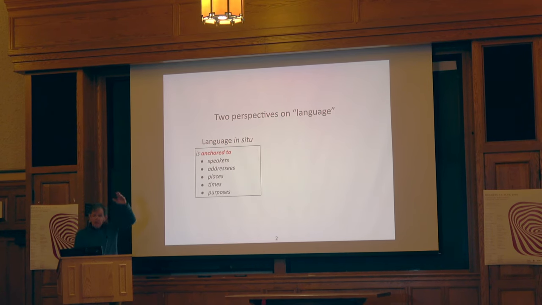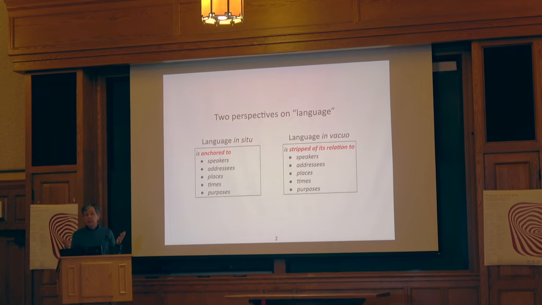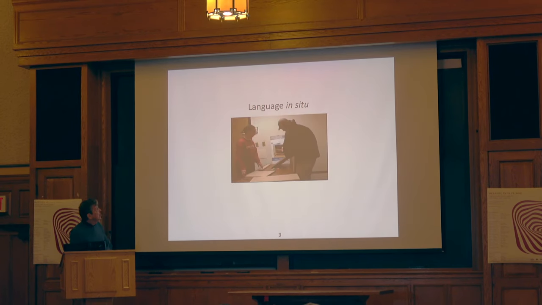Language in situ is language that's immediately anchored to things in your environment, whereas language in vacuo is what we take to be the stuff of most linguistic theories, namely sense of meaning. So let me start with a real example here.